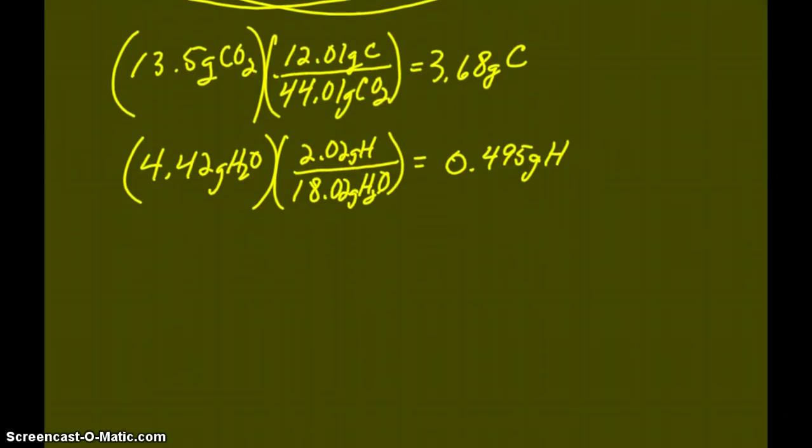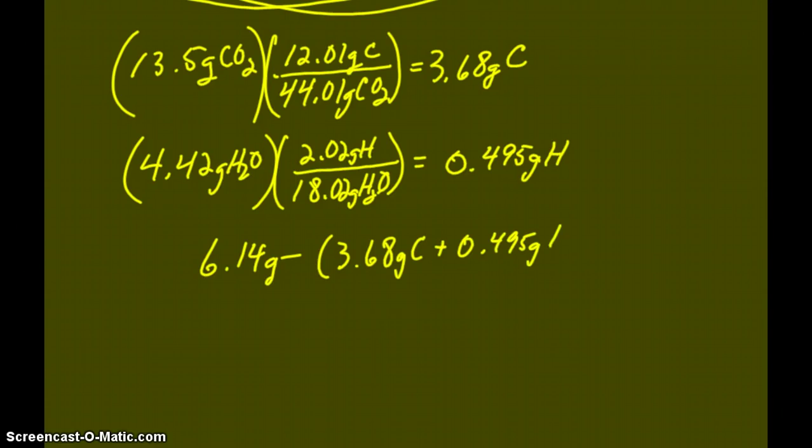Now, how much oxygen do I have? I'll just do a little bit of subtraction here. I have a 6.14 gram sample of the whole thing. And from that, I'm going to subtract the quantity, 3.68 grams of carbon and the 0.495 grams of hydrogen. And this is my oxygen, and I'm going to find that I have 1.97 grams of oxygen. So that's how I determine the masses of my three elements that are in lucite.